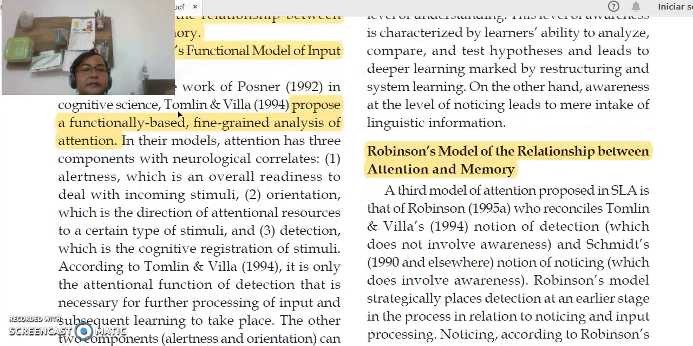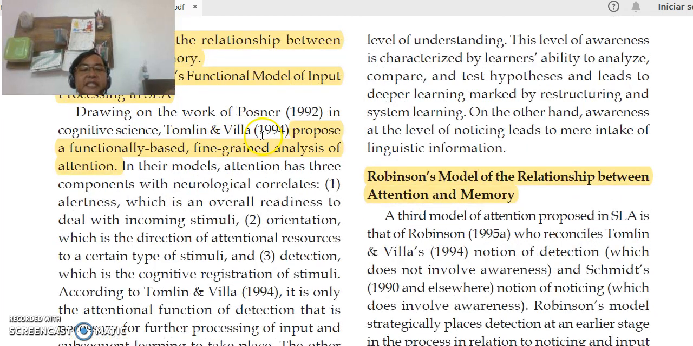We find Tomlin and Villa. This is the second approach, 1994. They propose a functional model of input processing in the acquisition of a second language, whose analysis highlights three components for attention. According to them, a learner can have some input linguistic information. He could process it, but it's not necessary to be aware to do it.